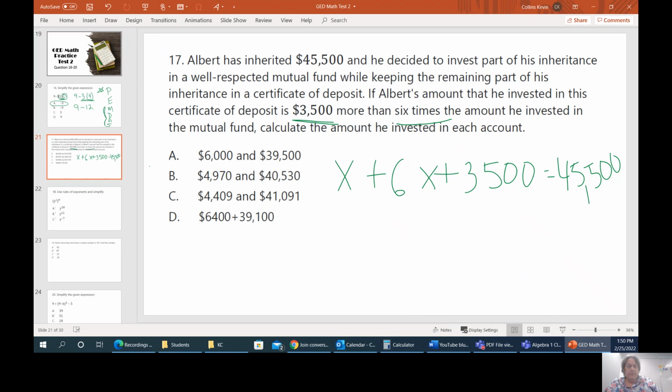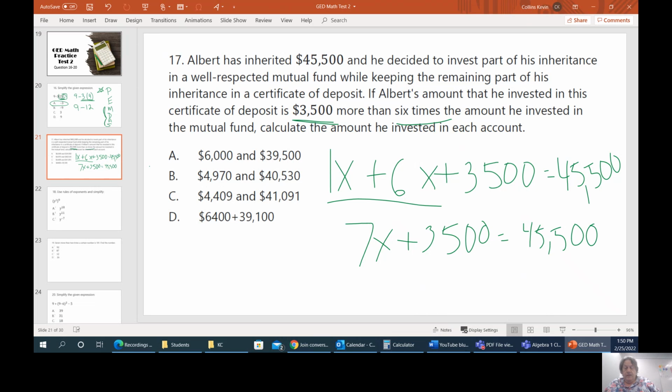So this is probably one of the fanciest problems we've had so far. So we've got 1x plus 6x is going to be 7x plus 3,500. And that's going to equal 45,500. Okay. So first thing we want to do is we want to subtract this guy off. 3,500 and 3,500.